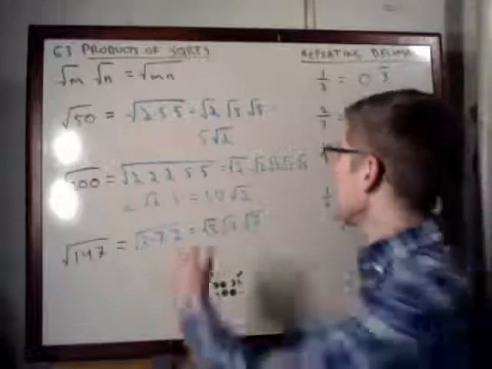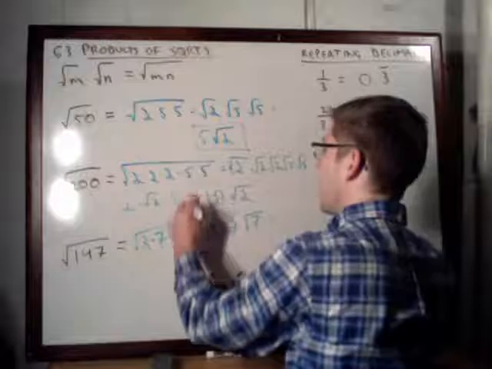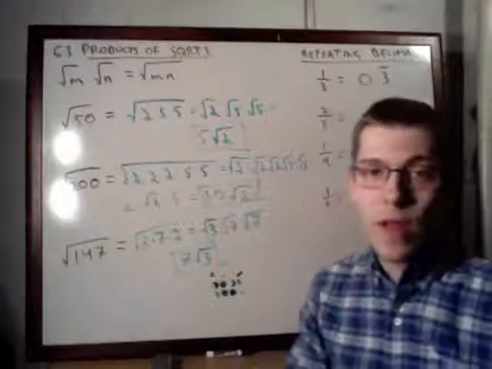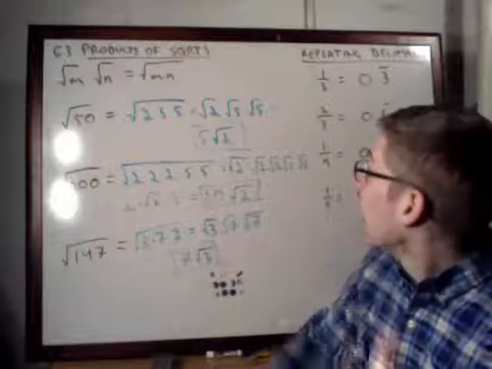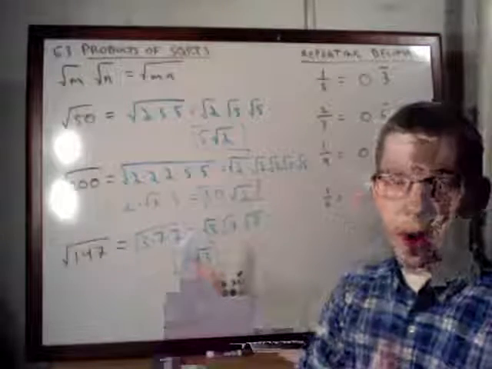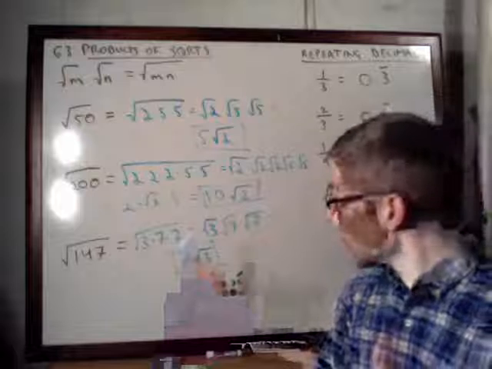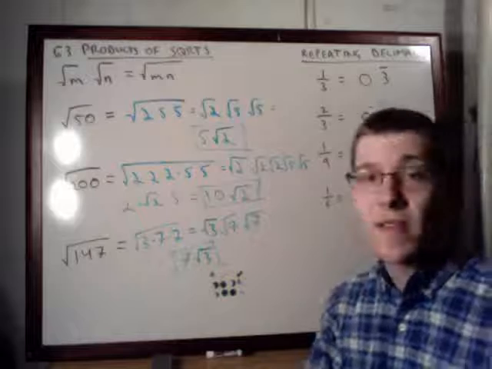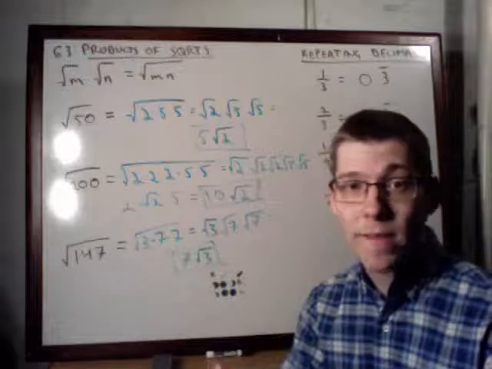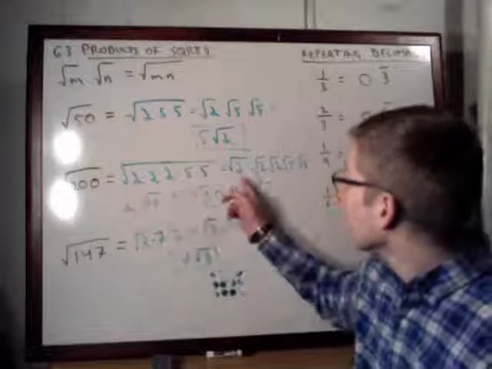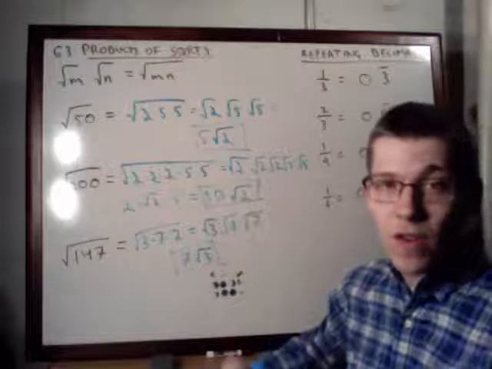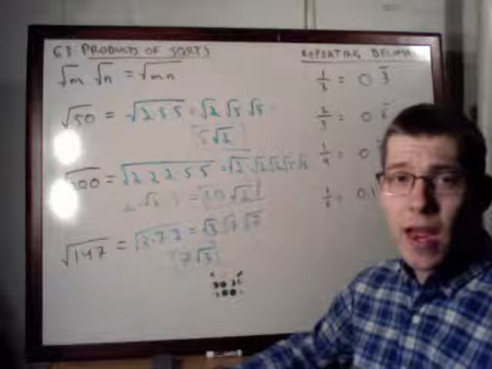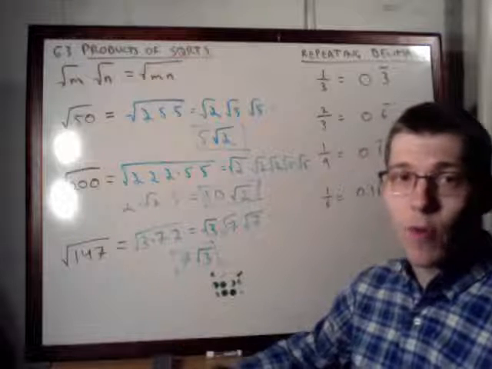Notice that when I've written each of these answers, 5 times the square root of 2, 10 times the square root of 2, and 7 times the square root of 3, I've written the whole number portion first, and then the square root portion. That's the way you're going to want to write these, with the whole number portion first. So again, the process is to break the number down into its prime factors, think of it as a series of squares of each of those prime factors, and then see if there's anything you can simplify there.